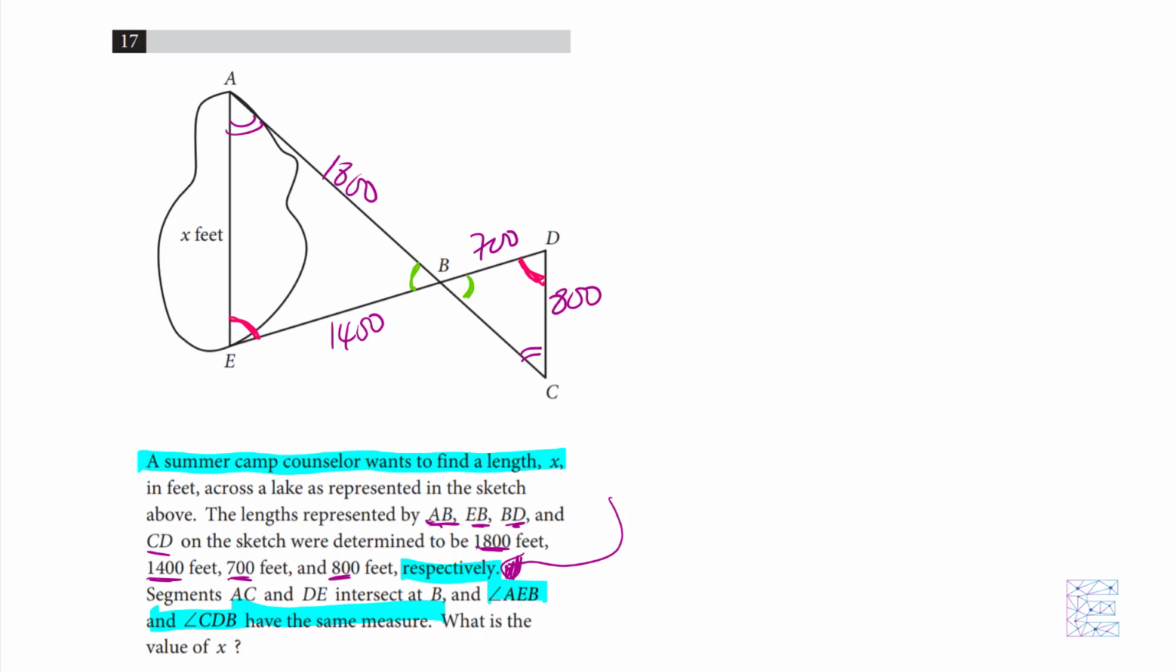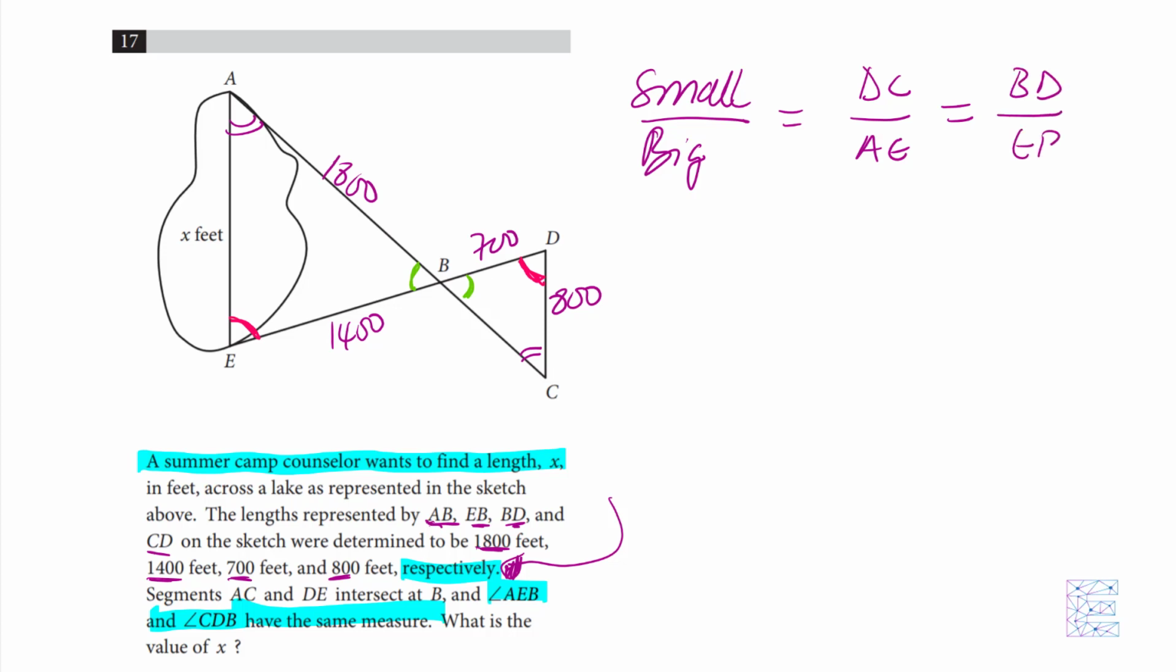So in our case, let's just set the small triangle's measurements up top, and we'll set the bigger triangle's measurements on the bottom. So since the question is asking us to solve for x, we have to feature that. So starting with the small one, BDC, side DC corresponds to AE, which is the x that we want. And then we can set that equal to side BD for the small triangle corresponds to side EB.